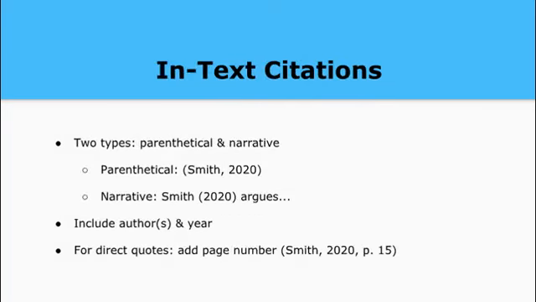In-text citations are a key component of APA style. They allow you to credit sources within the body of your paper and direct readers to the full citation in the reference list. There are two main types: parenthetical and narrative. A parenthetical citation appears at the end of a sentence or clause, inside parentheses, for example, (Smith, 2020). A narrative citation incorporates the author's name into the sentence itself, such as, Smith (2020) argues that.